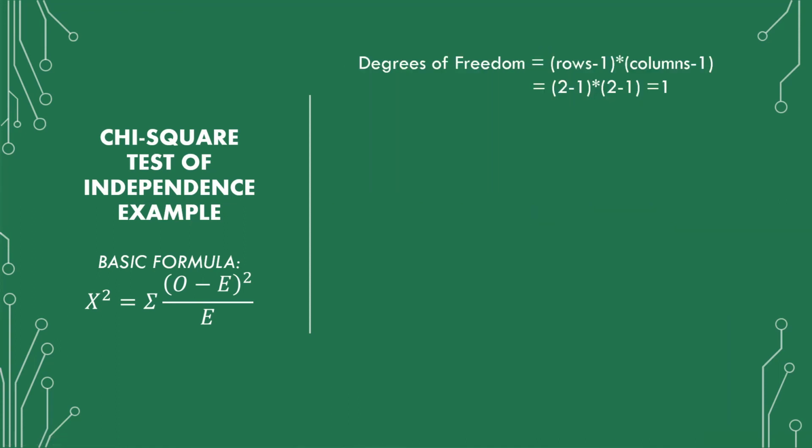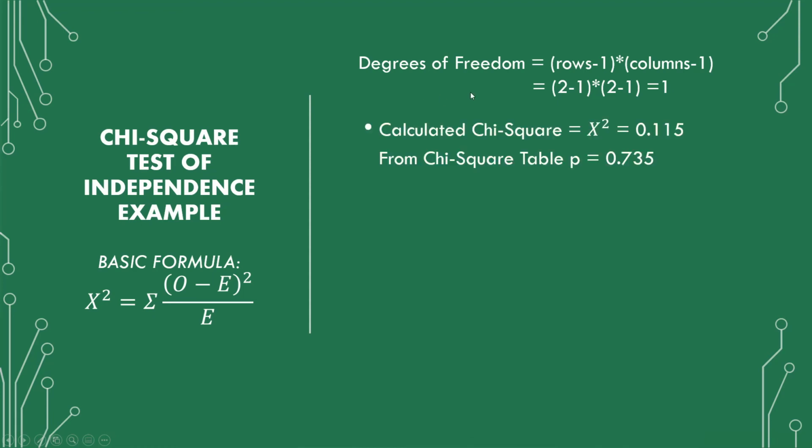The last part of figuring out how to get the chi-squared statistic probability is to know the degrees of freedom. And so we need to know what the formula for the degrees of freedom is. In this case, it's rows minus 1 times columns minus 1. So it's 2 minus 1 times 2 minus 1, since we had 2 columns and 2 rows, which gives us 1 for the degrees of freedom. The next is looking at what we already have, the calculated chi-squared of 0.115. From the chi-square table, it gives us a probability of 0.735.